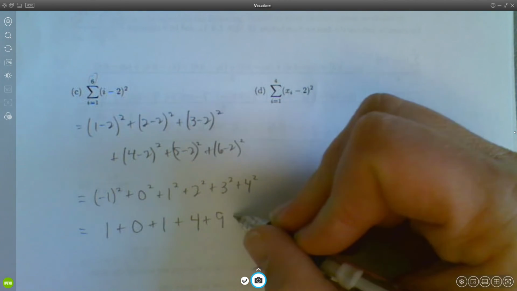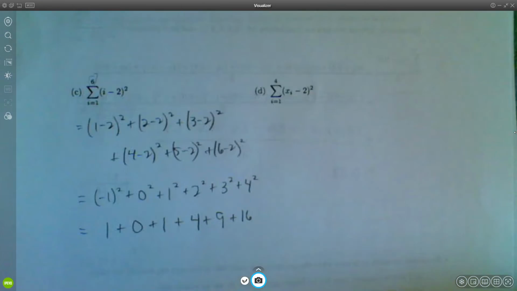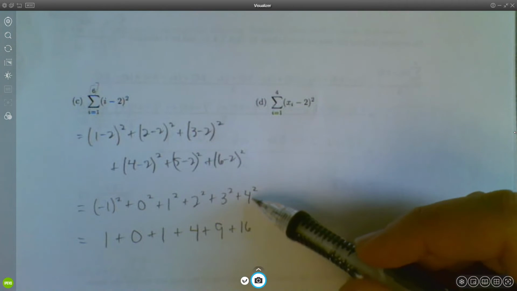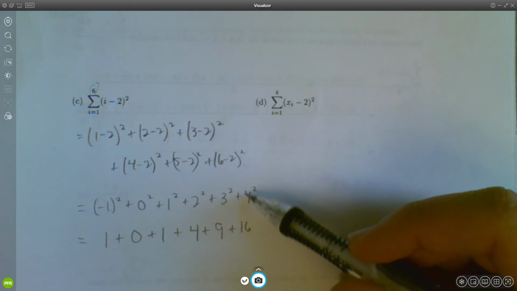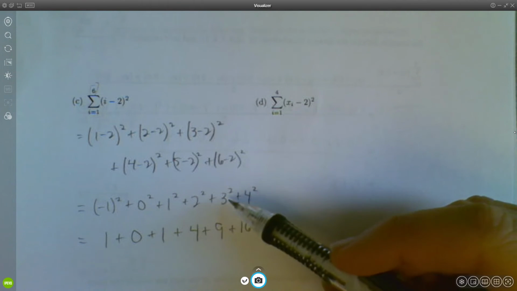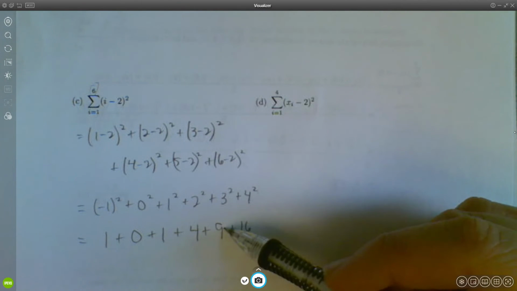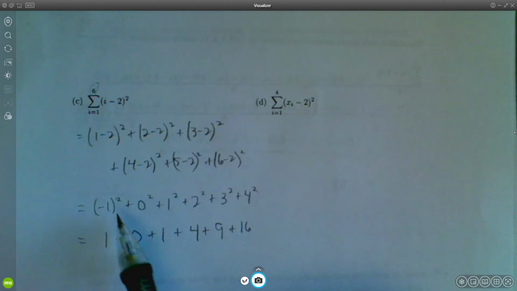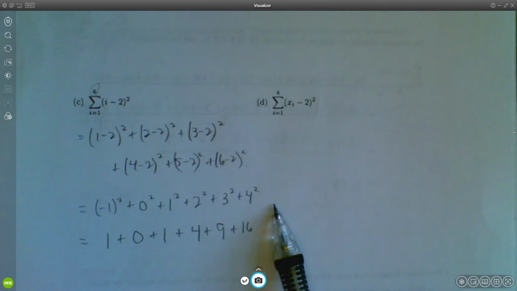plus 9 plus 16. For those of you who may have forgotten how exponents work, an exponent just means multiply this thing times itself. So 4 squared means 4 times 4, which is 16. And 3 squared means 3 times 3, which is 9. If all else fails, just use your calculator. At this stage, you can just type this into your calculator.